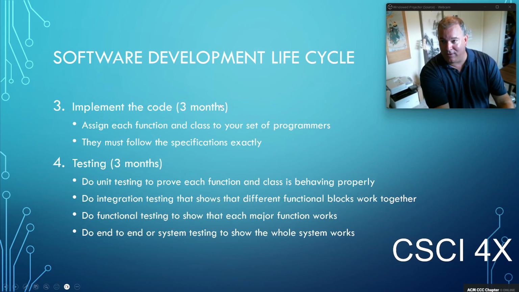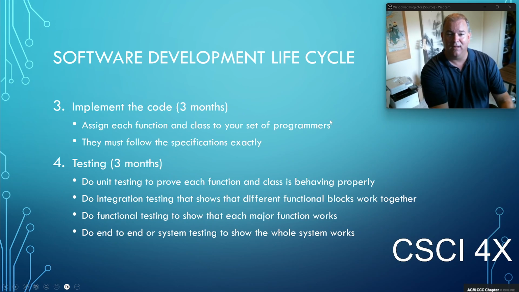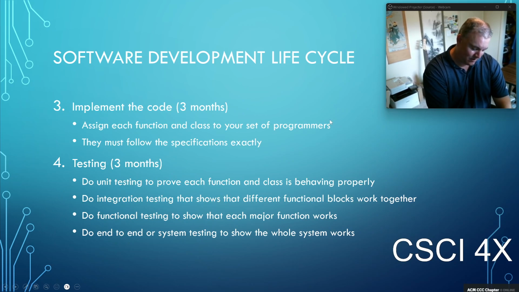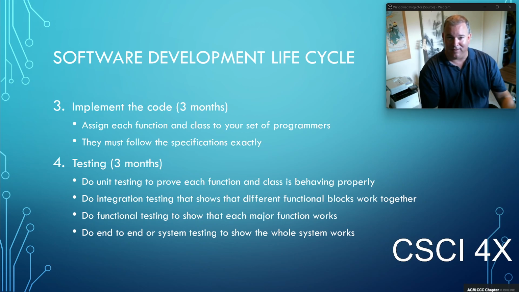Then you implement the code in 3 months. And if that sounds unrealistic, it is, as it turns out. So you're not writing any code during these 2 phases, right? You're writing code here. And in reality, would they probably be writing code? But this is the software development lifecycle. It's not good. So you write the code in 3 months somehow.